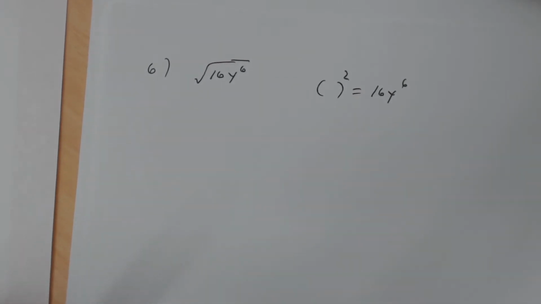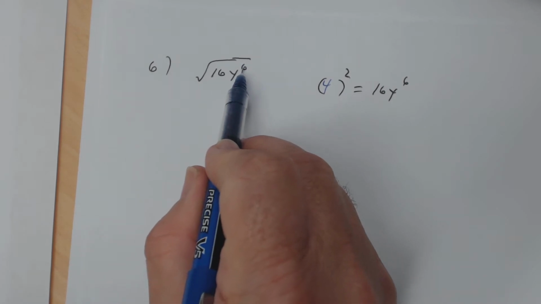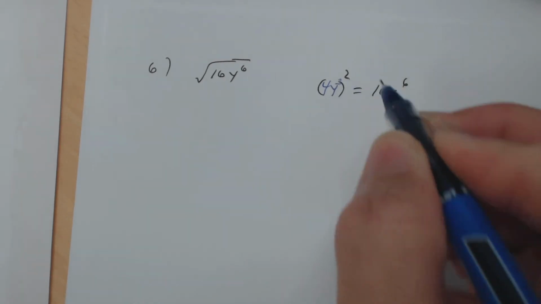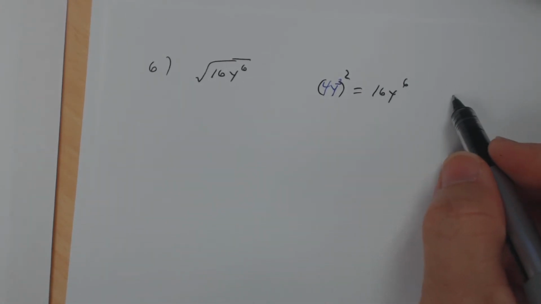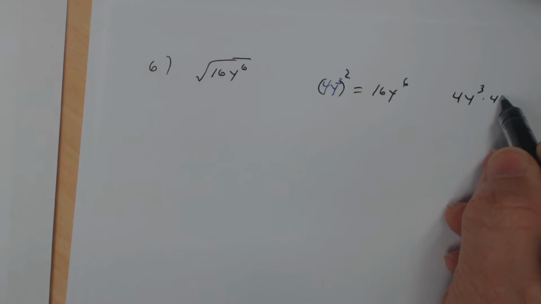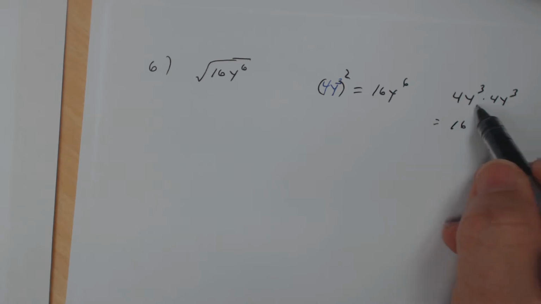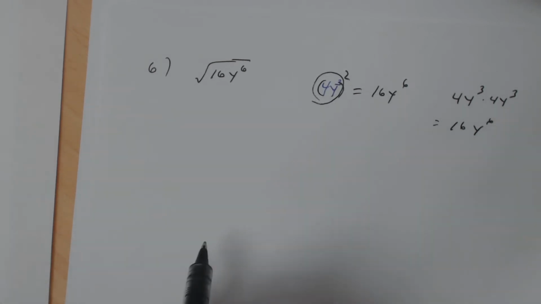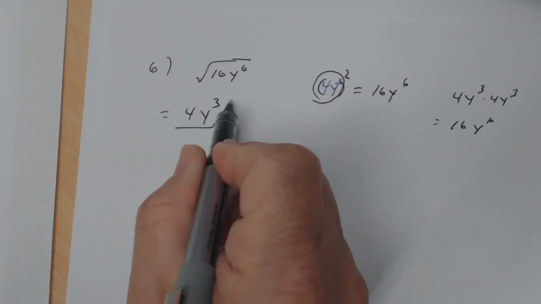The 16 part's easy, because 4 times 4 is 16. So that's a 4 right here. Now let's think about y to the 6. My exponent is 6 and my index is 2. 6 divided by 2 is 3. Let's see if y cubed works. 4y cubed times 4y cubed: 4 times 4 is 16, and y cubed times y cubed, when I multiply like bases, I add exponents, gives y to the 6, which is what I wanted. So the square root of 16y to the 6 is 4y cubed.